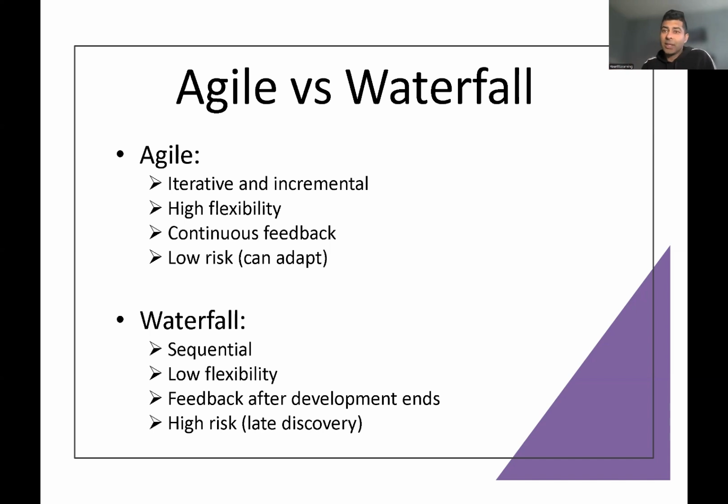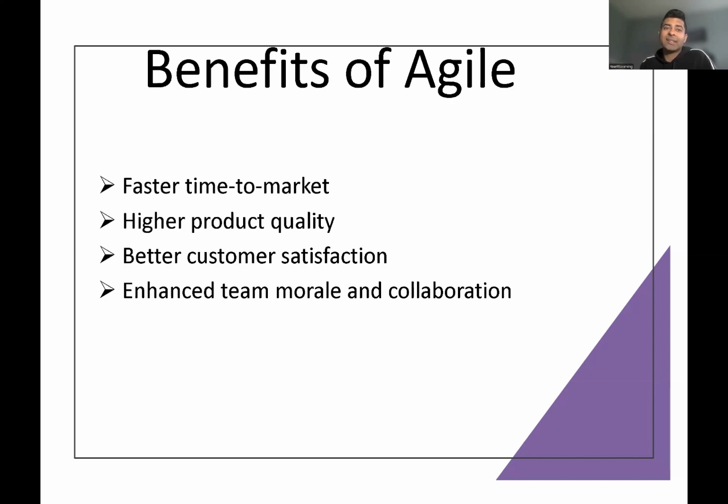Low flexibility, that you can't change. Feedback comes after development ends, and the development can be longer, a month or 2 months. And as I said, after that, if the stakeholder finds out the product is not the one they were looking for, they will not be happy. High risk, late discovery. So if there's anything which is not working, you will only be able to find it at the end, which is why we call it late discovery.